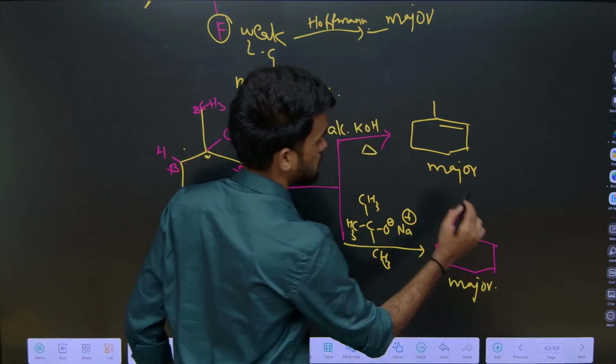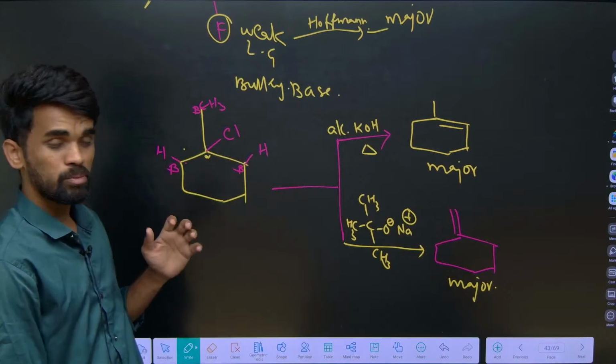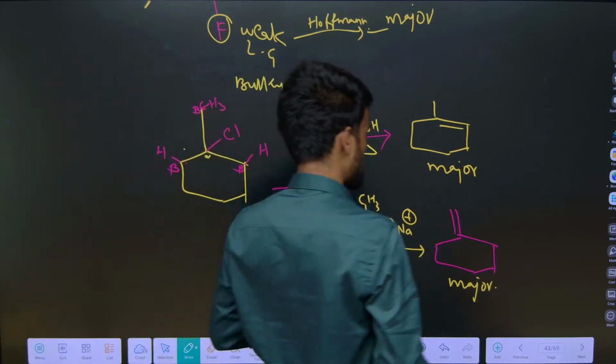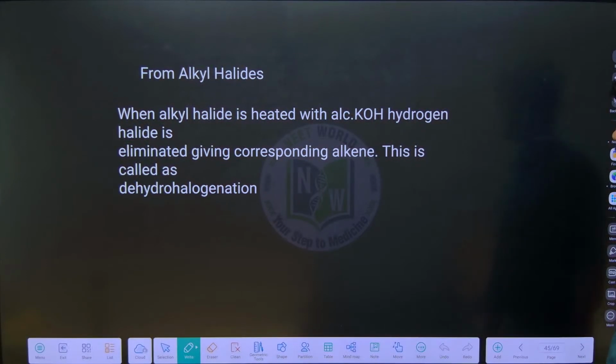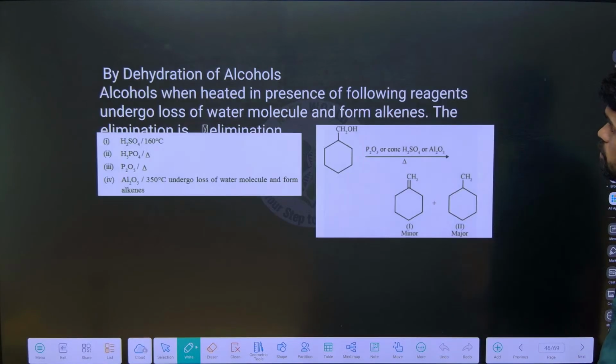Okay, I hope this is clear. I hope you will be able to identify which is major and minor in this kind of cases. Yeah, this is what we discussed.